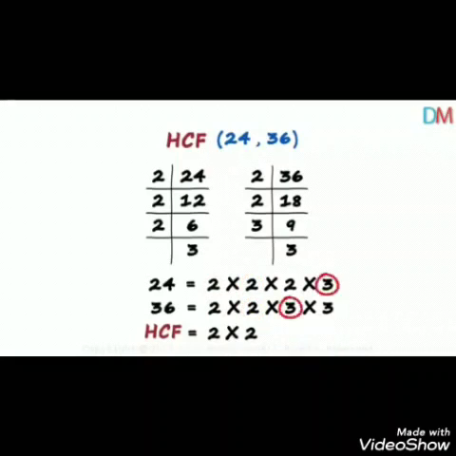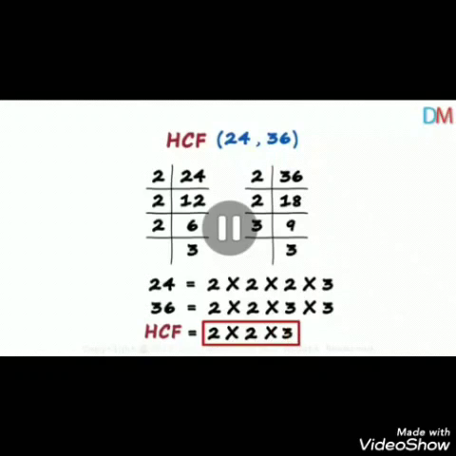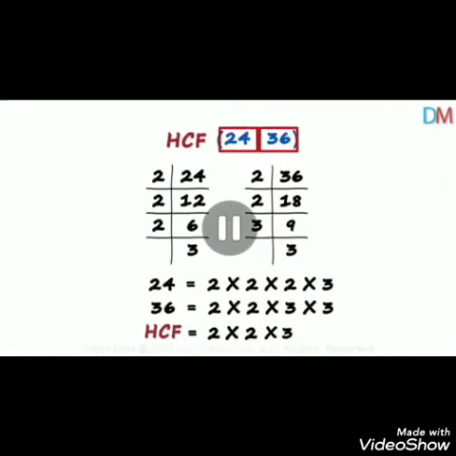So let's multiply all the common factors received over here. After multiplying all the common factors, we will get the answer as our HCF. So the HCF of numbers 24 and 36 is 2 2s are 4, 4 3s are 12. So the HCF of these two numbers, 24 and 36, is 12. This is the method of finding the HCF by the prime factorization method.